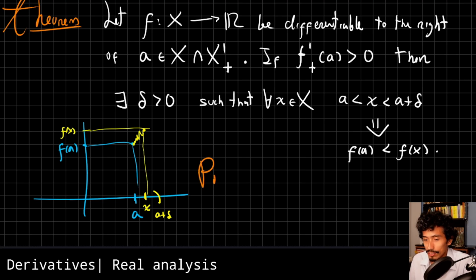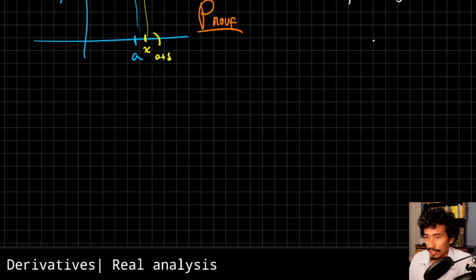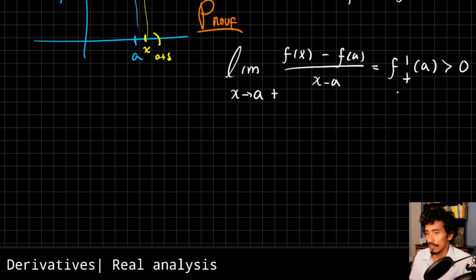So let's write a proof here. It's very short. All right. So as always, this is just by definition. Let's put it as a limit. Of course, it's going to be the limit to the right, divided by, of course, the difference. And this is by definition our positive right derivative.